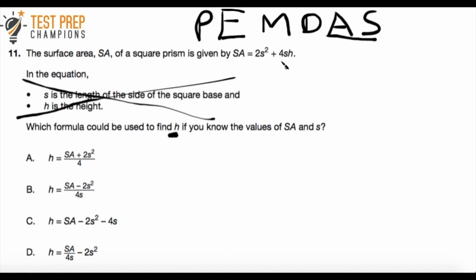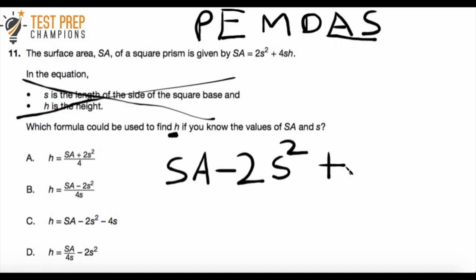So we've got 2s squared plus 4sh. This 2s squared, we can subtract on both sides of the equation. We subtract the 2s squared from this side, and that clears it off, but whatever you do to one side, you also have to do to the other. So we subtract it on the left-hand side as well, and we end up with SA minus 2s squared equals 4sh.